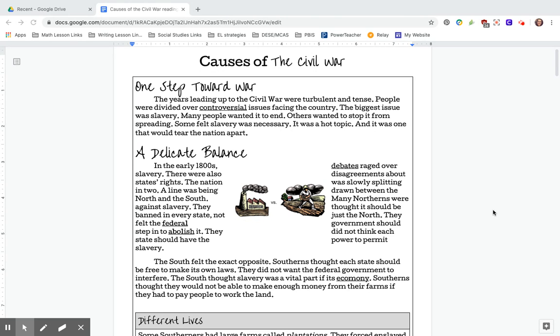Many people wanted it to end. Others wanted to stop it from spreading. Some felt slavery was necessary. It was a hot topic, and it was one that would tear the nation apart.